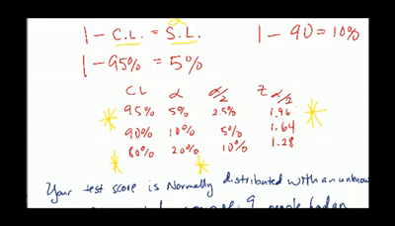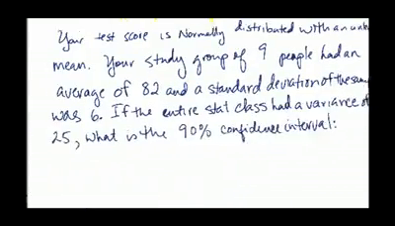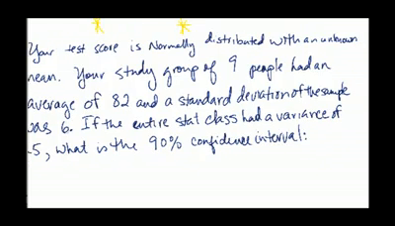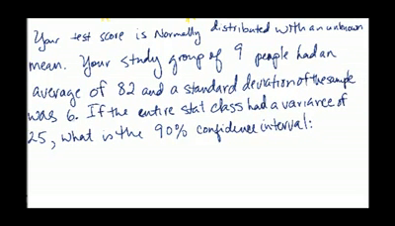And the problem we're going to look at here is our test score is normally distributed with an unknown mean for your stat class, and your study group of 9 people had an average of 82 with a standard deviation of the sample of 6. You find out the variance of the population for your stat class is 25. What is the 90% confidence interval?